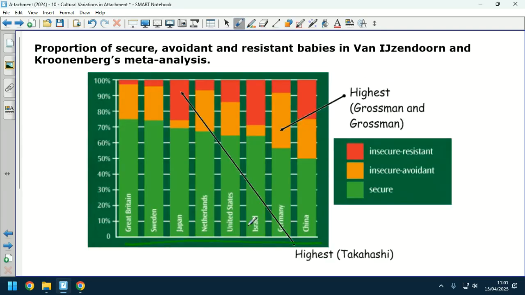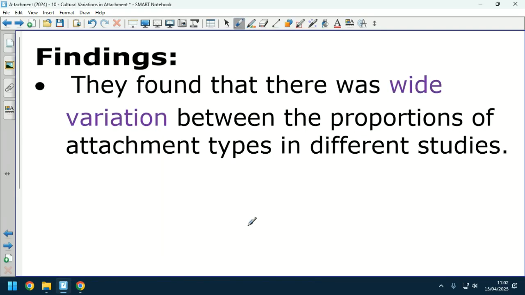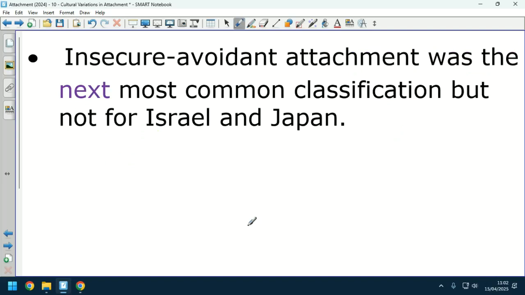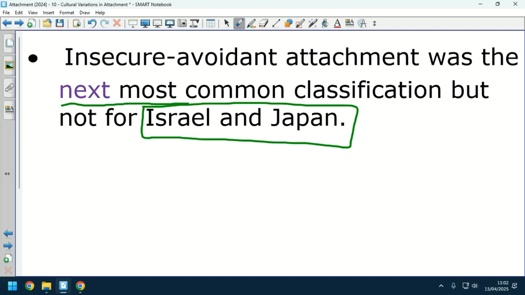Now, as I said, there was a wide variation in the proportions of attachment types in these different studies. You can see from the diagram what that looks like, but we do see that secure attachment was the most common, though it's not exactly the same percentage between the different countries. We see, for example, 75% for Great Britain and 50% for China. Following this, the insecure avoidant was the next most common, but there are a few exceptions. We see here Israel and Japan are significantly different in this respect.